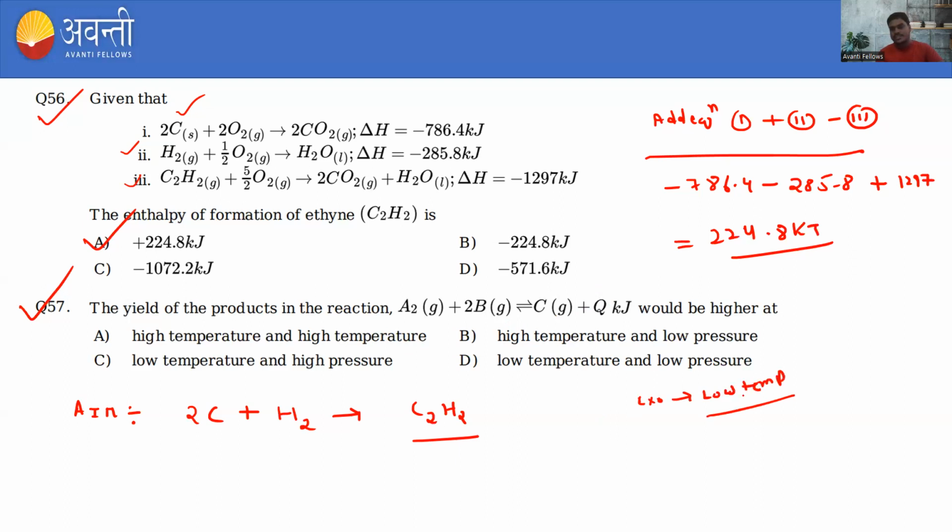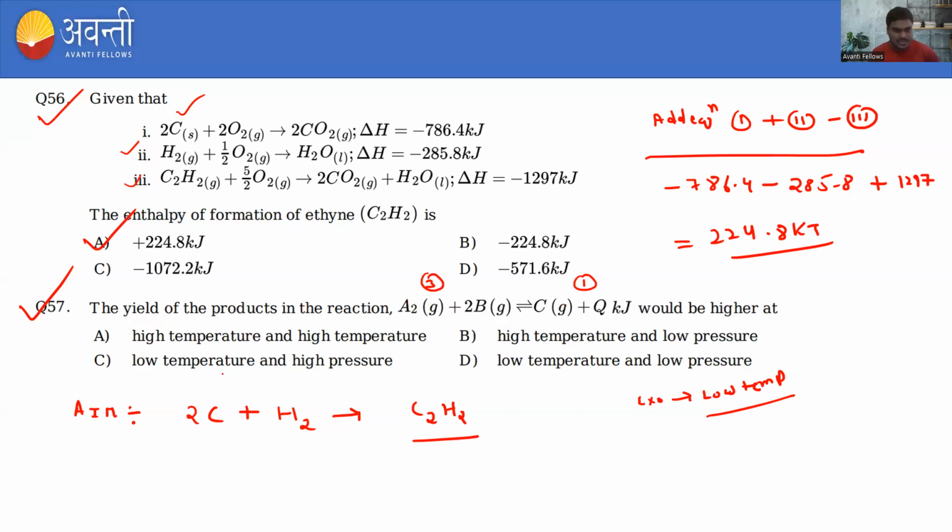Now, how will you talk about the pressure in terms of number of moles? Here the number of moles is 1 and 2, that is 3. So here number of moles is 3. Here only one number of mole is there. So if you increase the pressure, then the equilibrium shifts in the direction where number of moles is less, that is in the forward direction. This is the desirable condition.